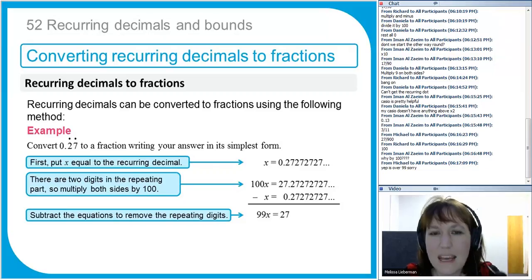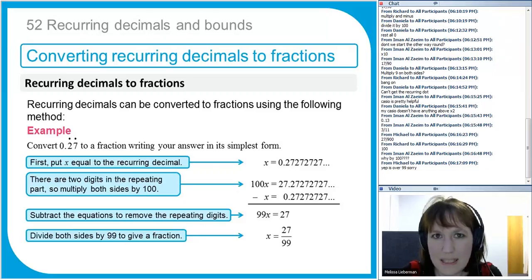Okay, and the last step will be to just divide both sides by 99. So x equals 27 over 99. And then we need to check whether we can cancel that down. And we can see clearly that both of these numbers are multiples of 3. So if we divide top and bottom by 3.